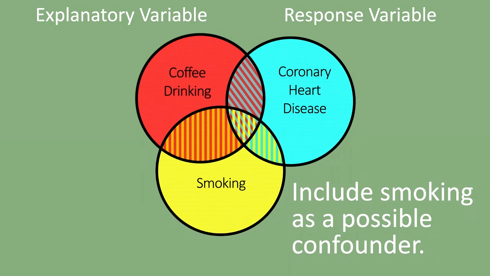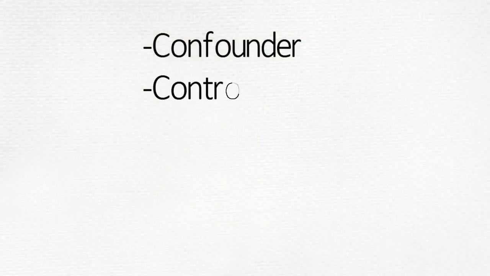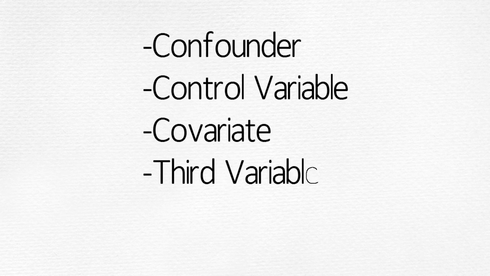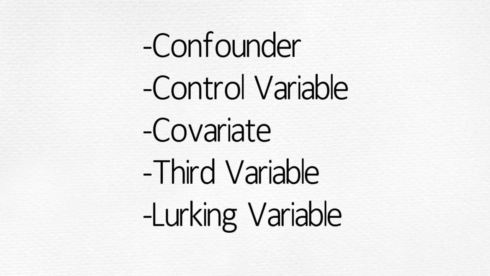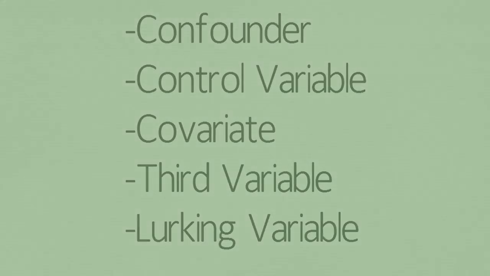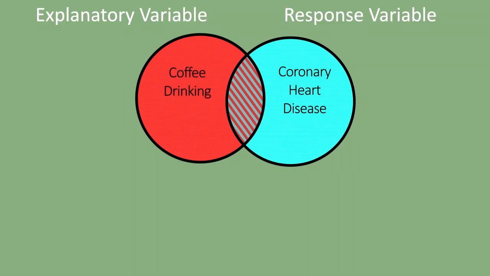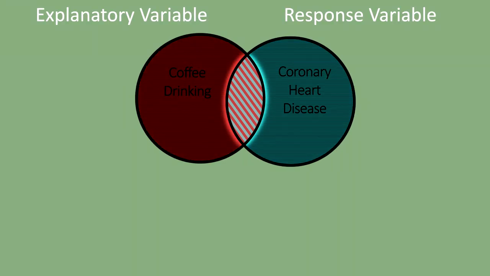Other terms used to describe a potentially confounding variable in my statistical model include control variable, covariate, third variable, or lurking variable. When we're looking at the association between coffee drinking and coronary heart disease, the overlap you see in the Venn diagram is what we're testing. We're saying, is that overlap significant?